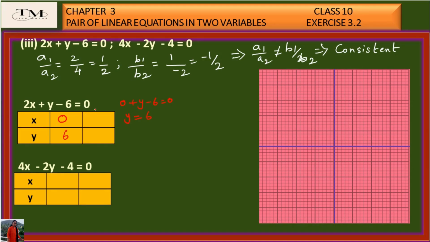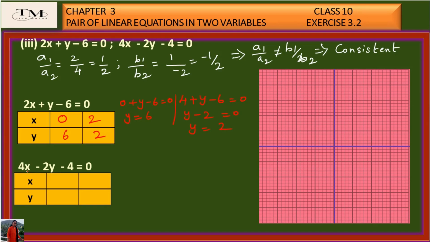Next I am going to take x equal to 2. If we substitute x is equal to 2, it will be 2 into 2, 4. 4 plus y minus 6 equal to 0. 4 minus 6 is minus 2. So then y is equal to minus 2, which will become plus 2. So the answer is 2. So we got the two coordinates for this equation.